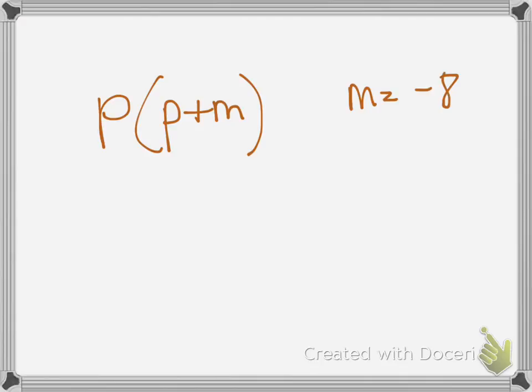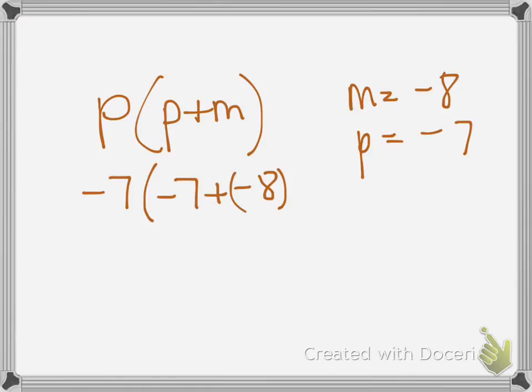The next one says p times p plus m, when m, and I'm changing the numbers here, is -8, and p is -7. So let's plug these in. P is -7 times p plus m. Now you can put parentheses here, but you don't have to. So now we've substituted, and now we're going to solve.